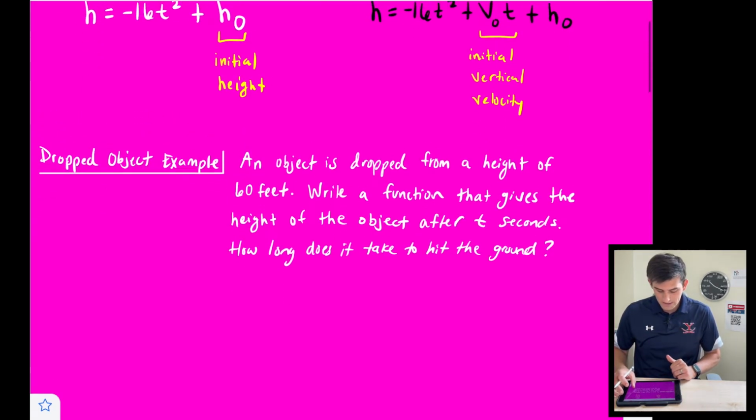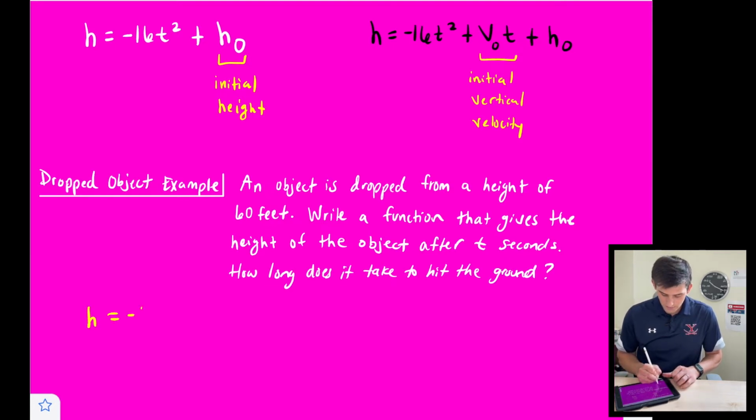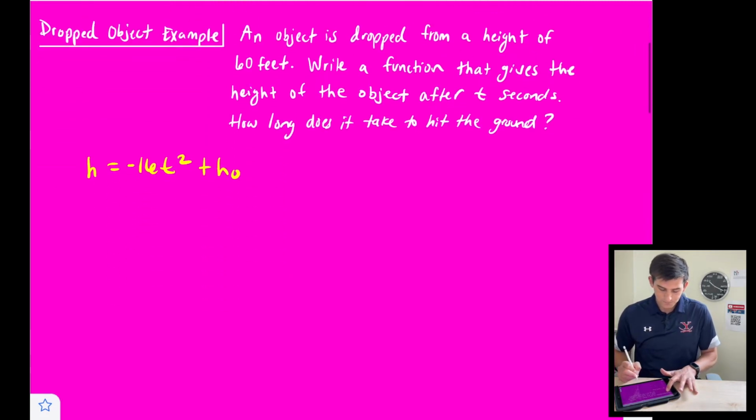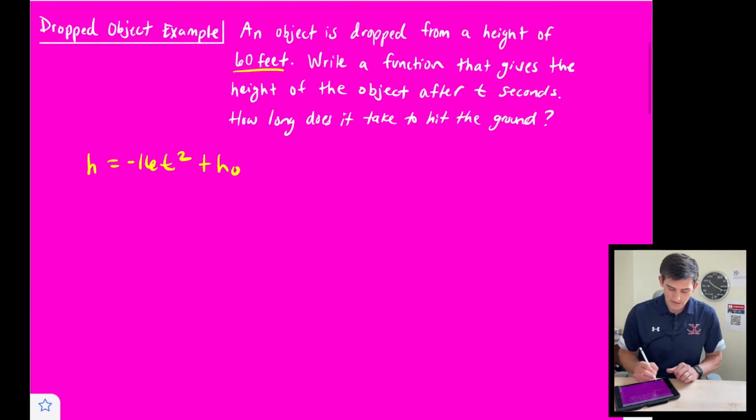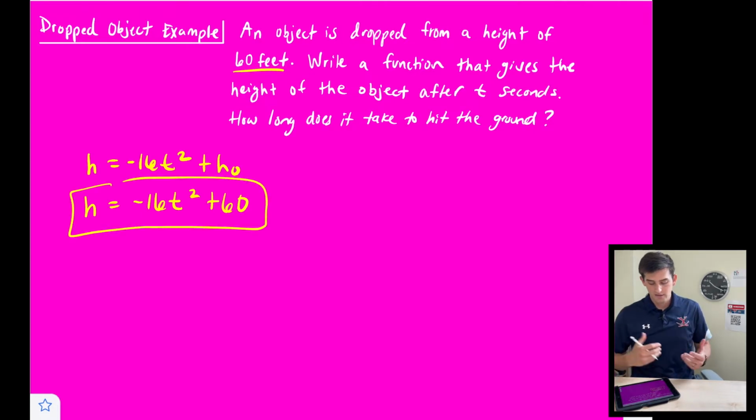In this case, it says an object is dropped from a height of 60 feet. Write a function that gives the height of the object after t seconds, and then how long does it take to hit the ground. So we're going to focus on our equation here, h equals negative 16t squared plus h sub o. And h sub o is our initial height, so that would be 60. So we'd say h is equal to negative 16t squared plus 60. And this would be our function that gives the height of the object after t seconds.